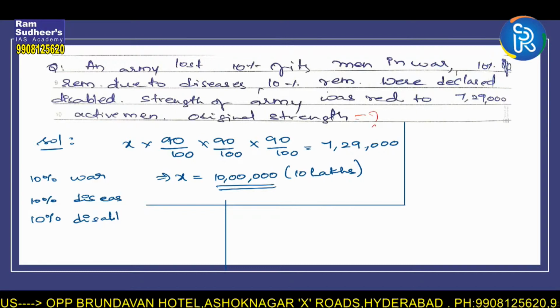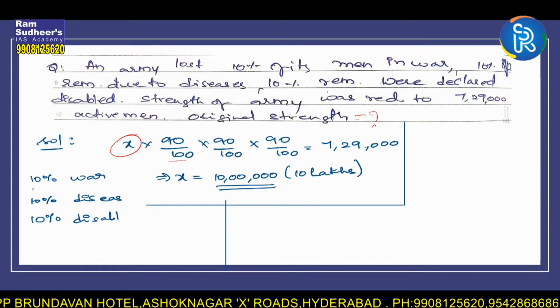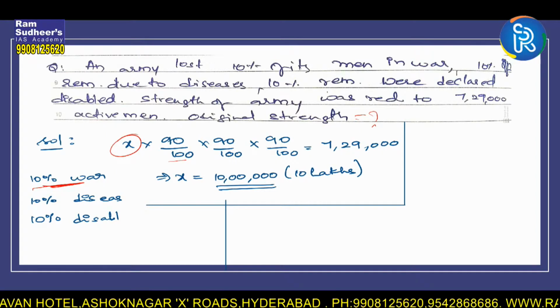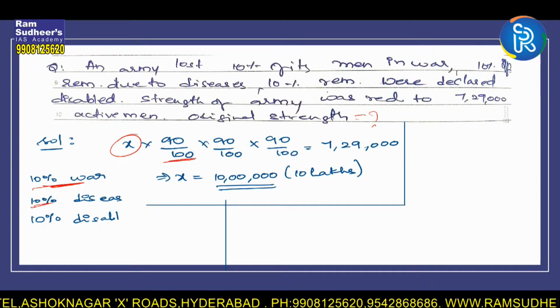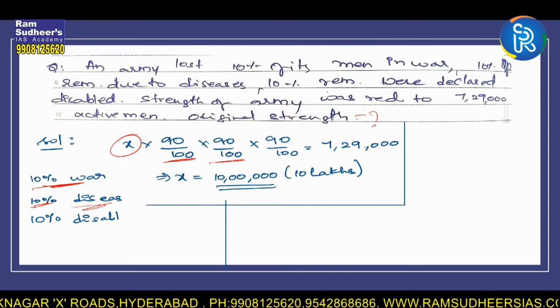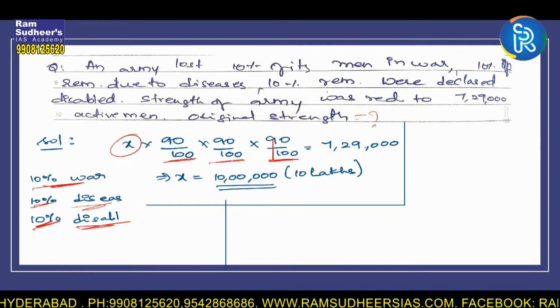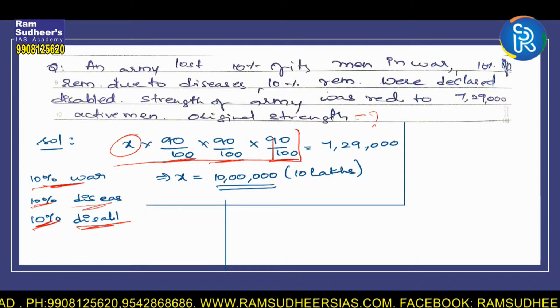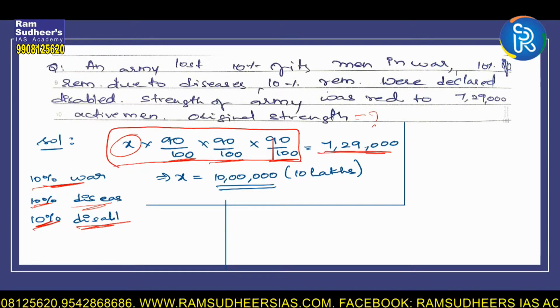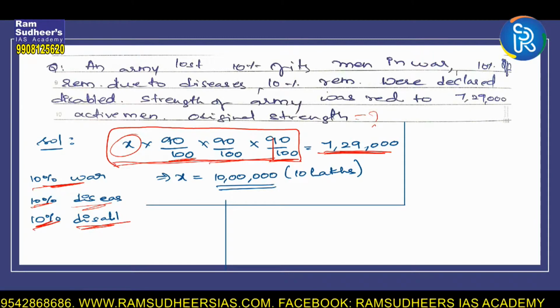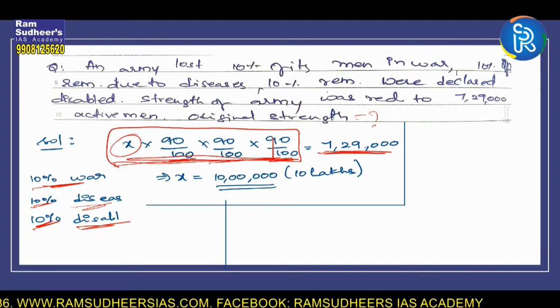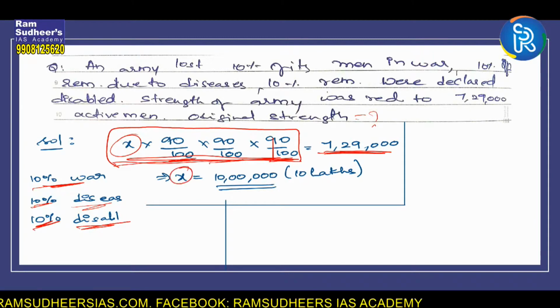On similar lines, I assume it to be X. 10% died in war, and therefore the remaining is 90 by 100. 10% died through diseases, and the remaining is 90 by 100. 10% have been disabled, and the remaining is 90 by 100. The question gives the active men as 7,29,000, and therefore X would turn out to be 10 lakhs. So 10 lakhs was the original strength.